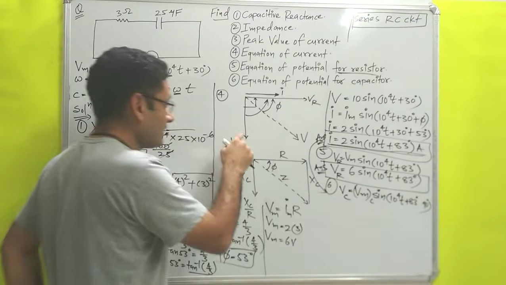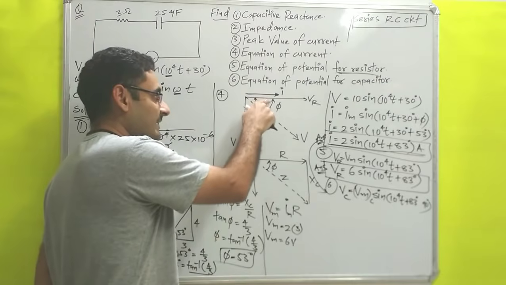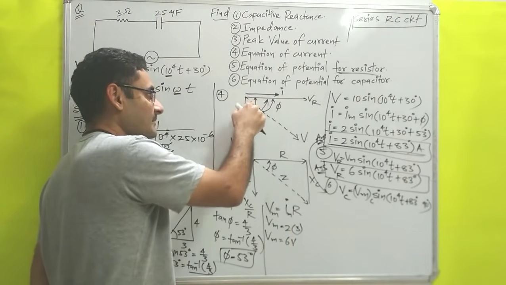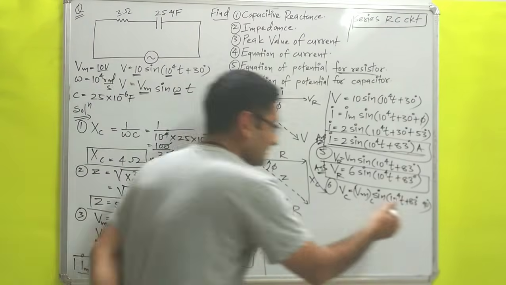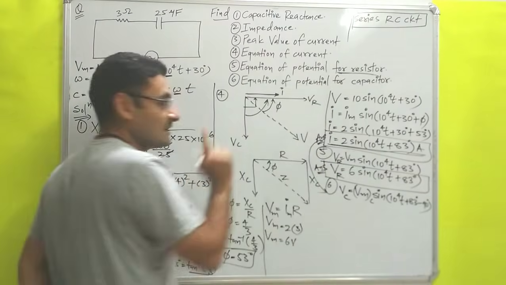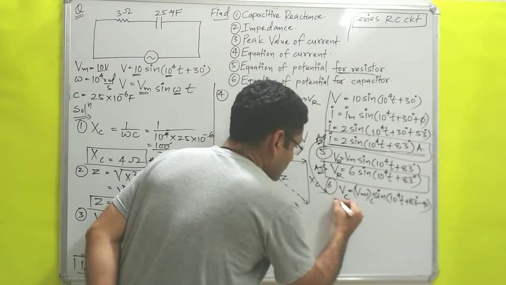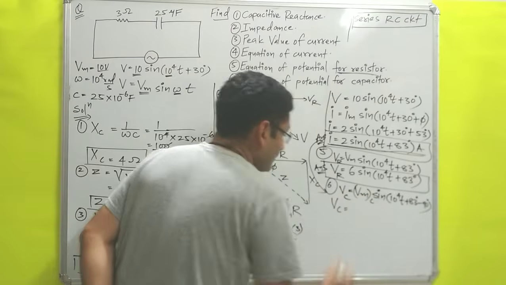That means potential lags behind the current. पोटेंशियल पीछे चल रहा है. कितना पीछे चल रहा है? 90 डिग्री. पीछे मीन्स माइनस, आगे मीन्स प्लस. ओके. अच्छा. So VC is equals to Vm of C.